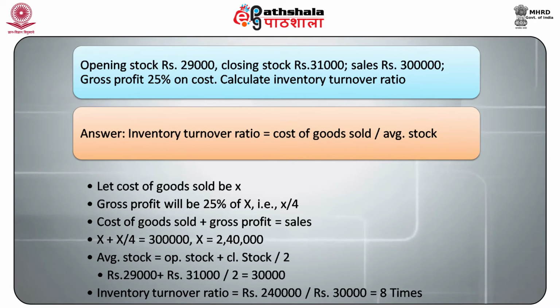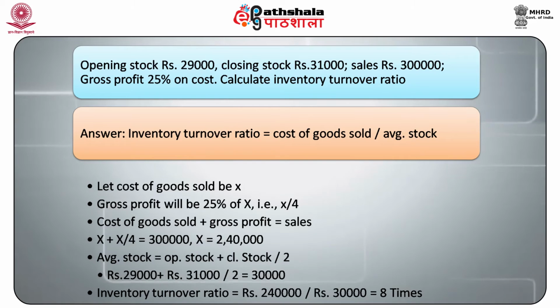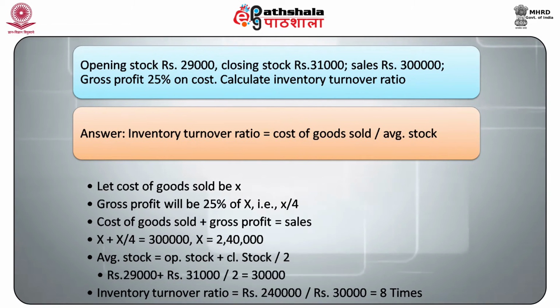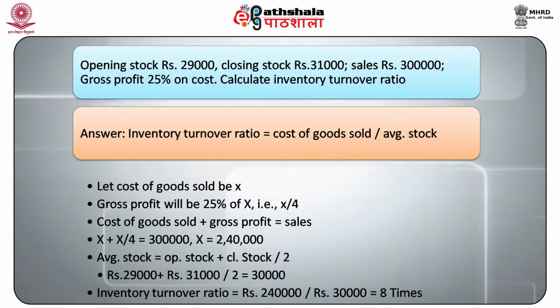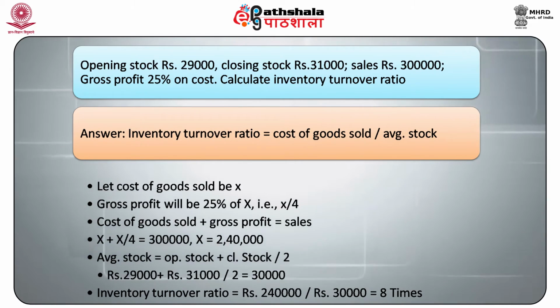Example 6. Opening stock rupees 29,000, closing stock rupees 31,000, sales rupees 3 lakh, gross profit 25% on cost. We have to calculate the inventory turnover ratio.